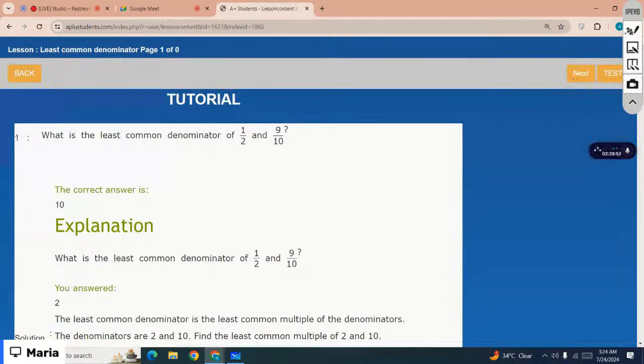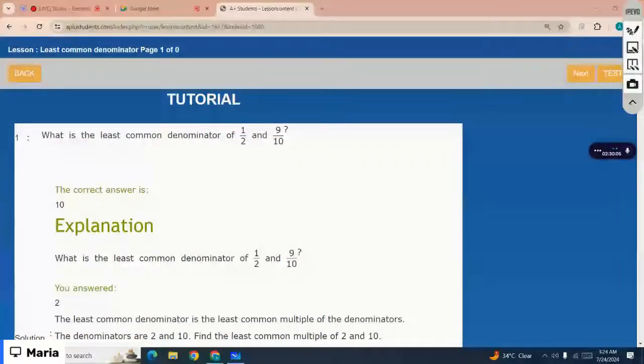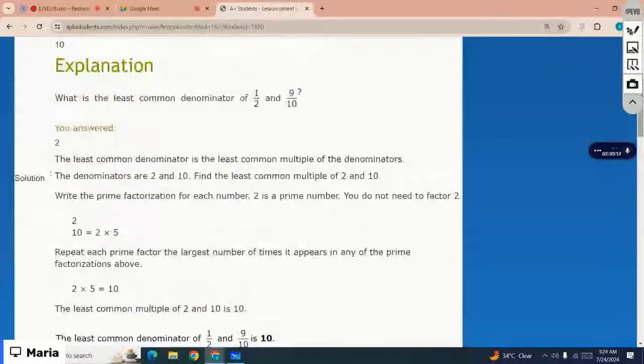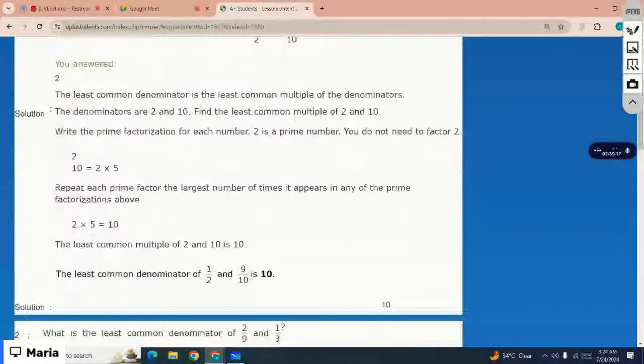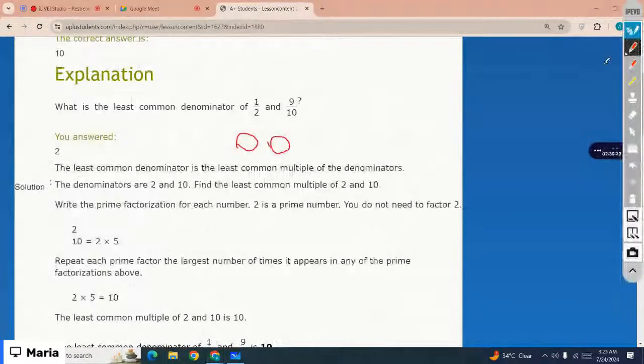So that is least common denominator. You need to count the denominators, right? So the denominators for both the fractions are 2 and 10, right? You need to find the least common denominator. So when we have to find the least common denominator, we write the factors of both the denominators, right? For example, the denominators are 2 and 10, right? So write down the prime factors for 2 and the prime factors for 10. When you write down the prime factors for 2, they are 2 times 1, right? And for the 10, they are 2 times 5.